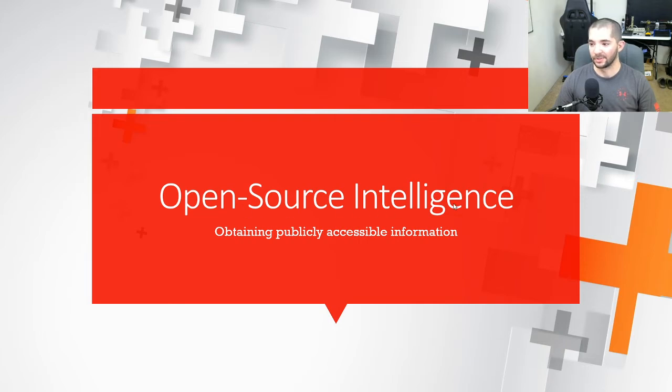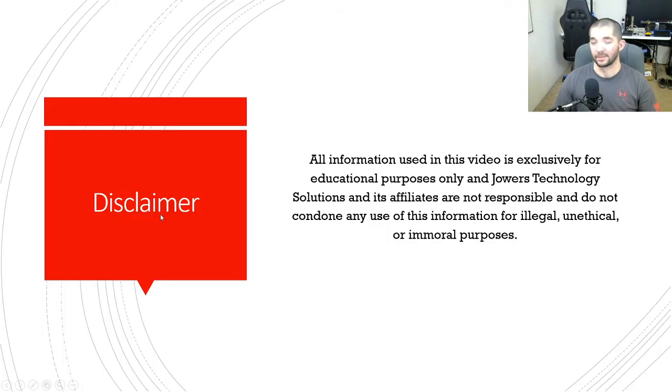So open source intelligence, it's basically obtaining publicly accessible information. And as a disclaimer, all information used in this video is exclusively for educational purposes only, and Jowers Technology Solutions and its affiliates are not responsible and do not condone any use of this information for illegal, unethical, or immoral purposes. So don't do anything bad, in other words.